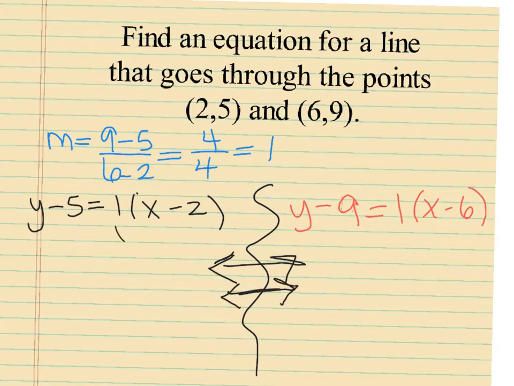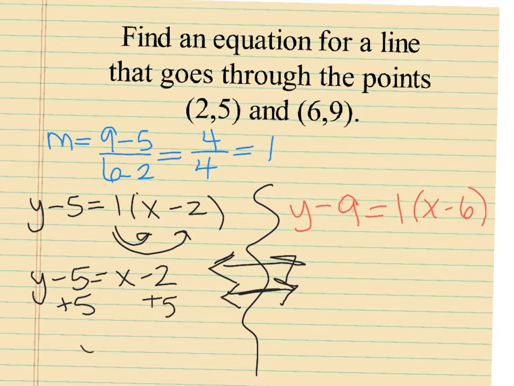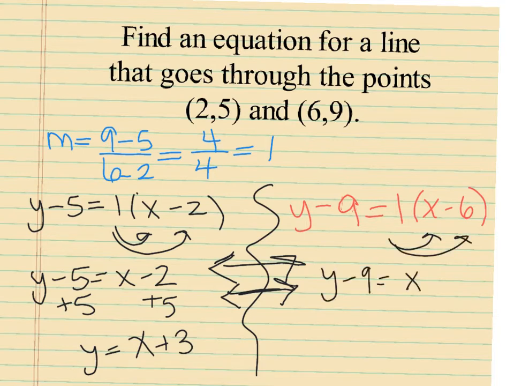Okay, so if I did this one, I get y minus 5 equals x minus 2, and y equals x plus 3 here. Y minus 9 equals x minus 6. You can already see y equals x plus 3. So these are the same. Either way you do it, any of these answers are perfectly acceptable.